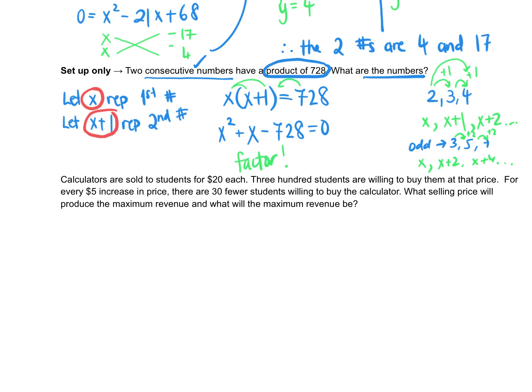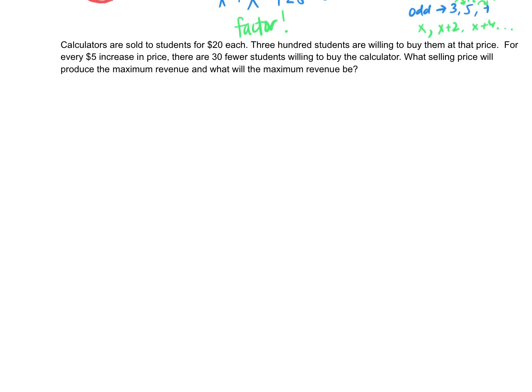All right, and final example for this video. Calculators are sold to students for $20 each. 300 students are willing to buy them at that price. Okay, I'm just going to make a little note here. So for $20, we have 300 students.